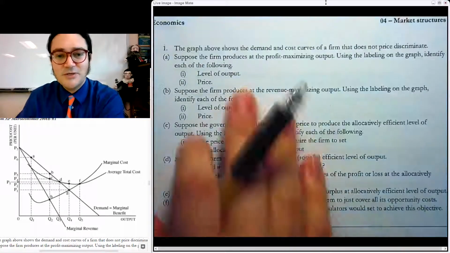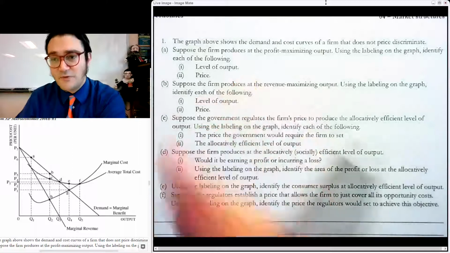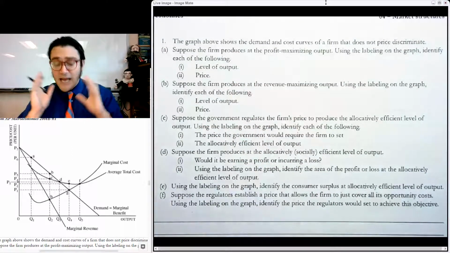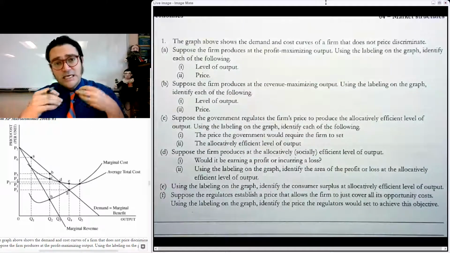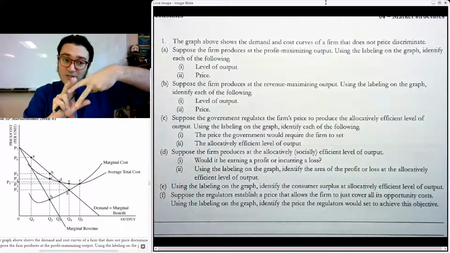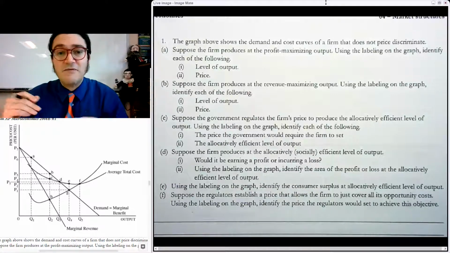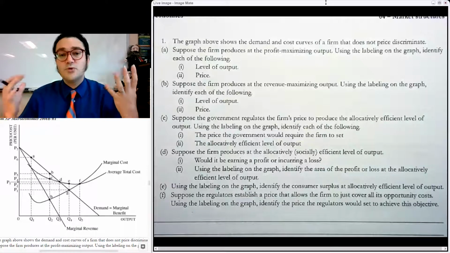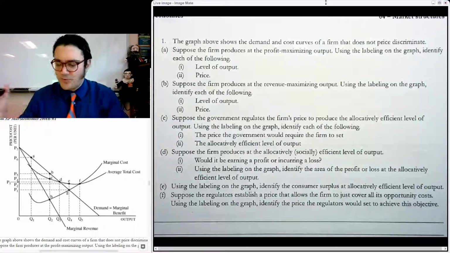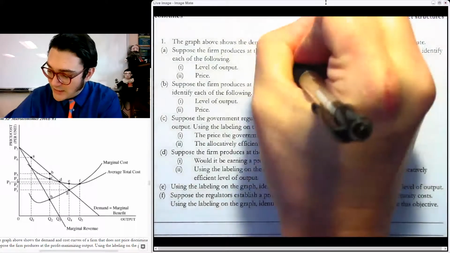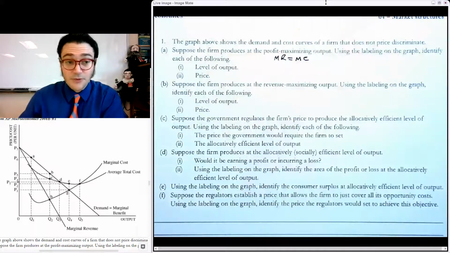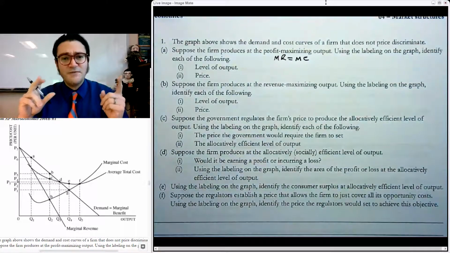So here we are. The first one says the graph shows the demand and cost curves of a firm that does not price discriminate. Now we know what that means. It means that the marginal revenue and the demand curve are separated from each other, which is what we see in the graph. Part A says, suppose the firm produces at the profit maximizing output. Well, we know as soon as we see that, we're going to look for MR equals MC, right? Identify the level of output and the price.